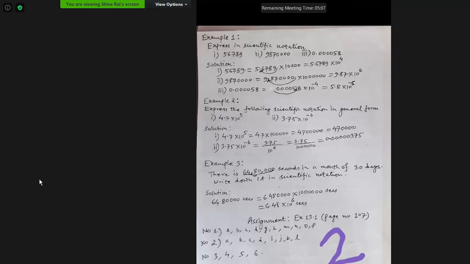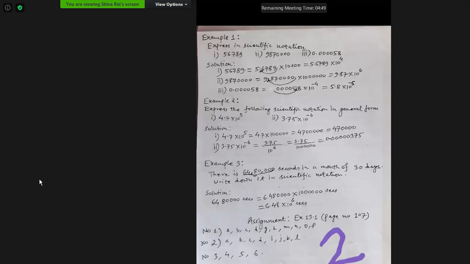So now look at example number 2. Express the following scientific notation in general form. General form means how we write in our daily life. That is general form. We don't use scientific notation in our daily life.